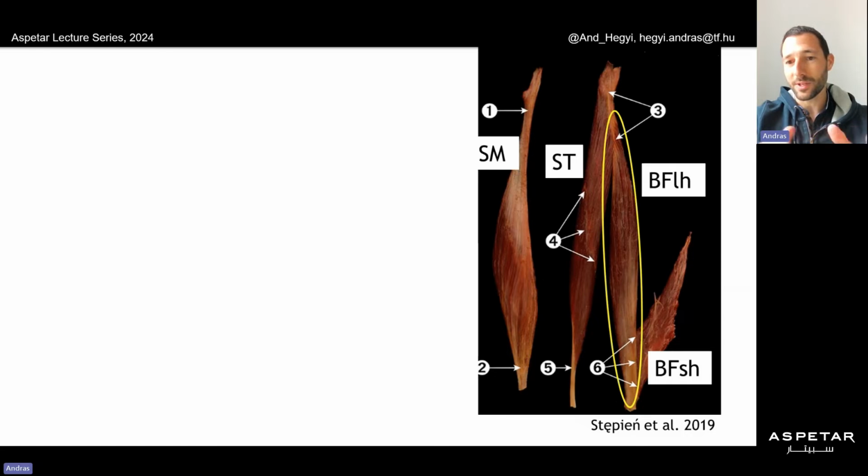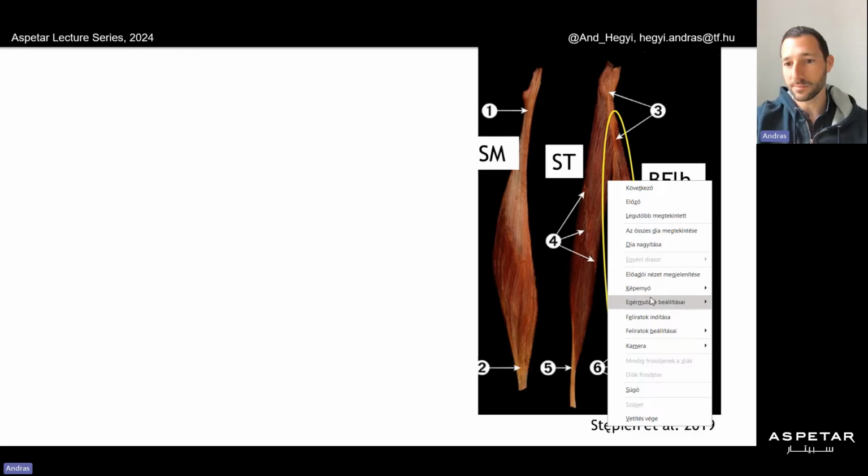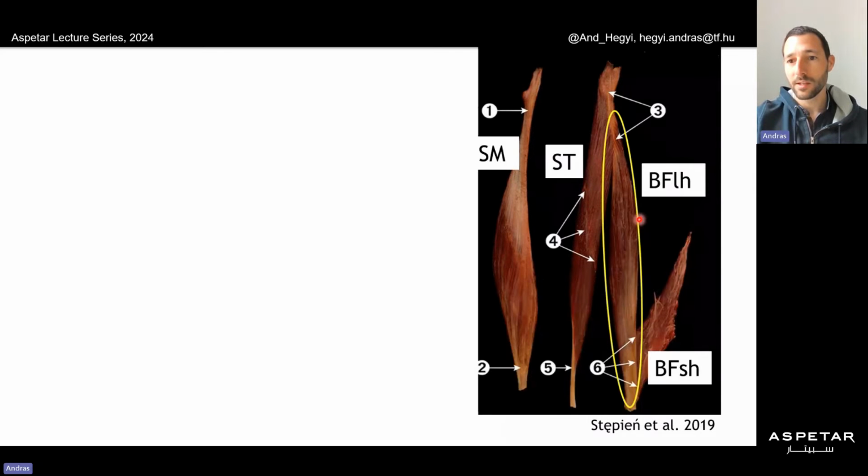The reason why it's very interesting to study these muscles is because we have many hamstring injuries in sprint-based sports. For example, most of the hamstring injuries are in the biceps femoris long head muscle, which is here on the lateral side of the thigh. And we have a lot less injuries, for example, in the semitendinosus muscle.